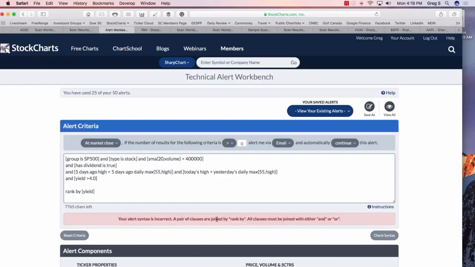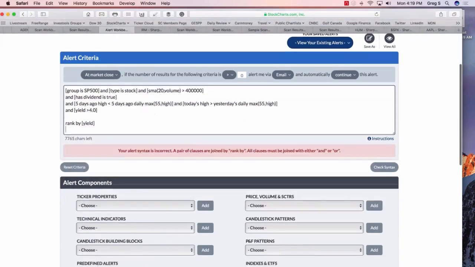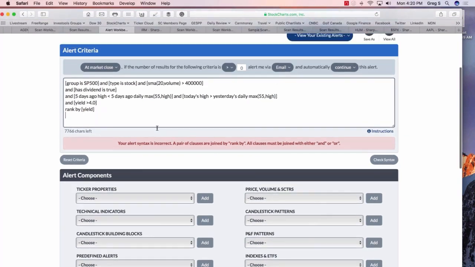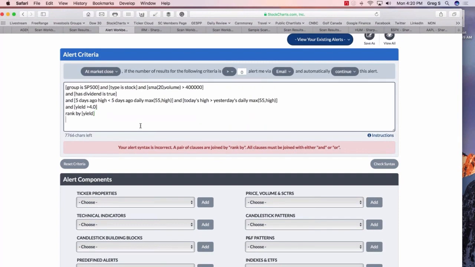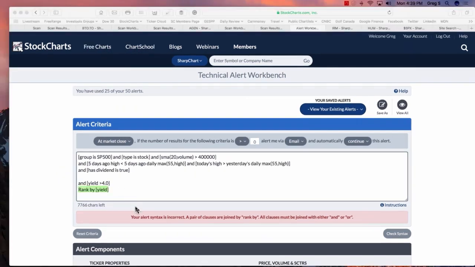Your syntax is correct. A pair of clauses are joined by rank by, so I must have something below that. What did I do wrong? So you're a pair of clauses. I don't think so. So check your syntax. Did that get it? No. Rank by yield. Oh, you know what? Here's the expression that I should have paid more attention.